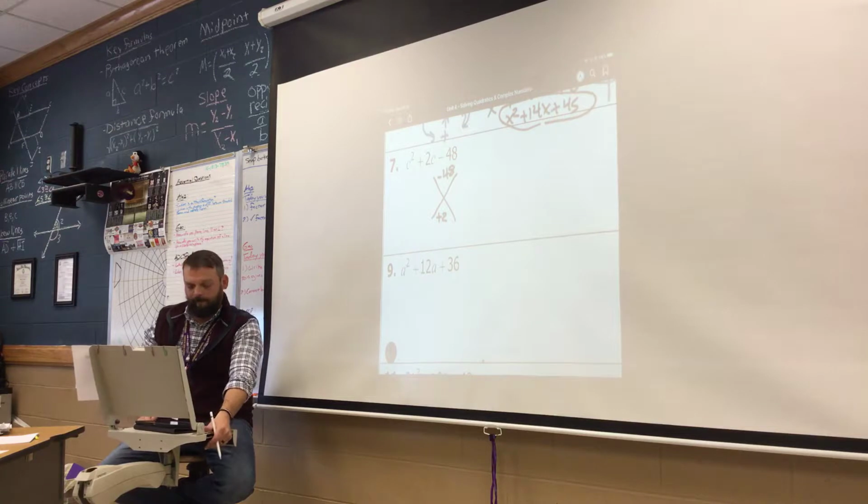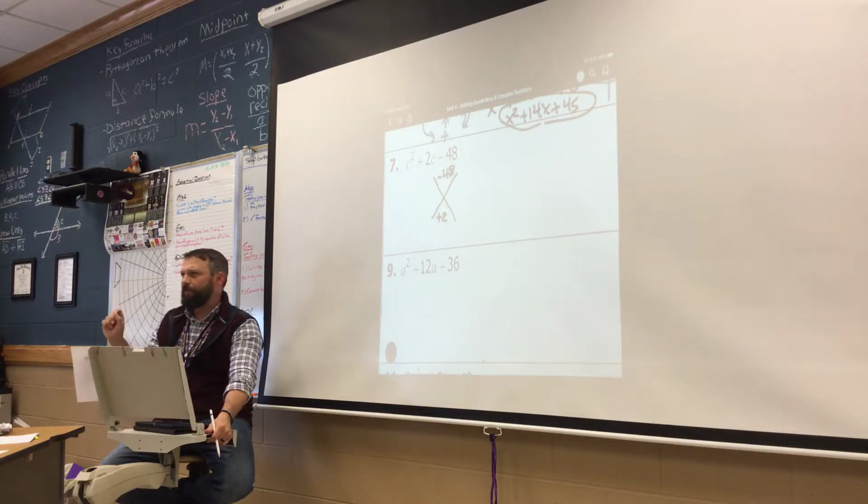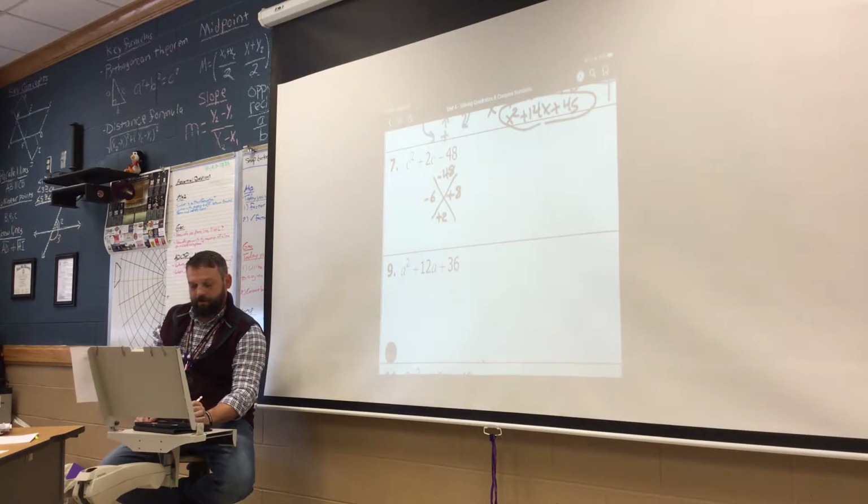So what do y'all think? 6 and 8 will give you 48. Okay, so 6 times 8 is 48. Can we make that work with a sign? Yeah. Negative 6 plus 8? Right. Very good. Because that'll add to give me 2 and multiply to give me negative 48. So, I meant to put C, right? It's not too bad, is it?